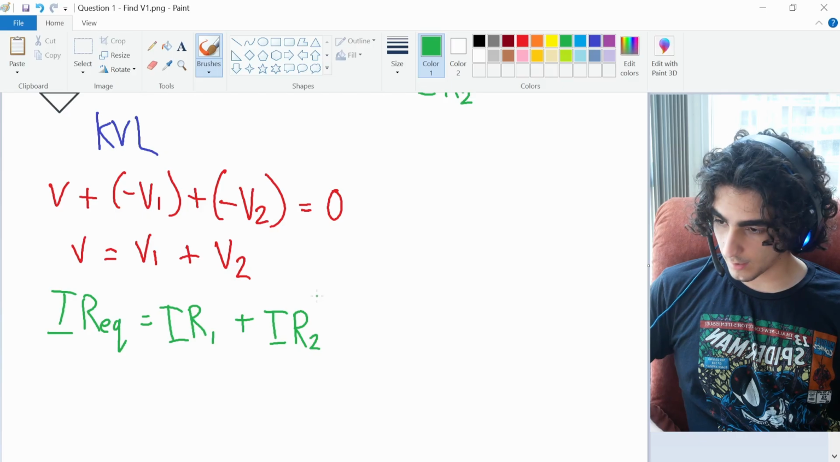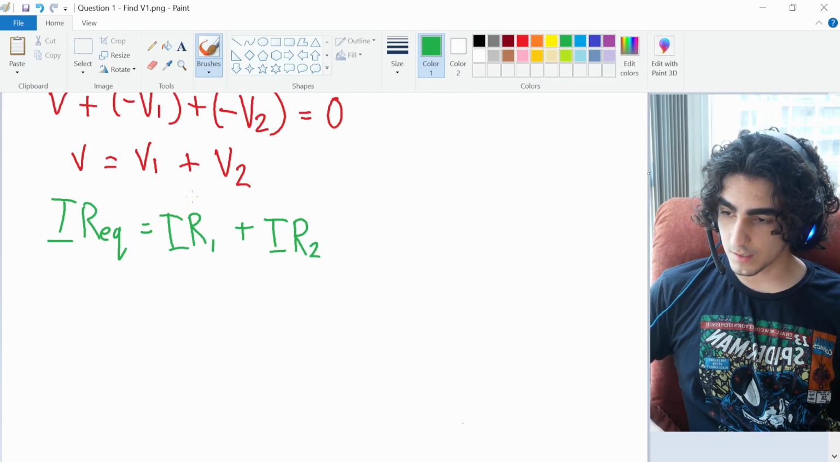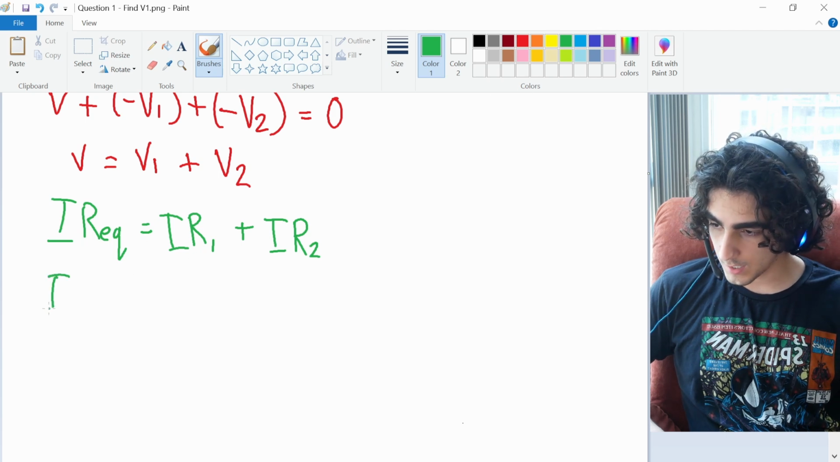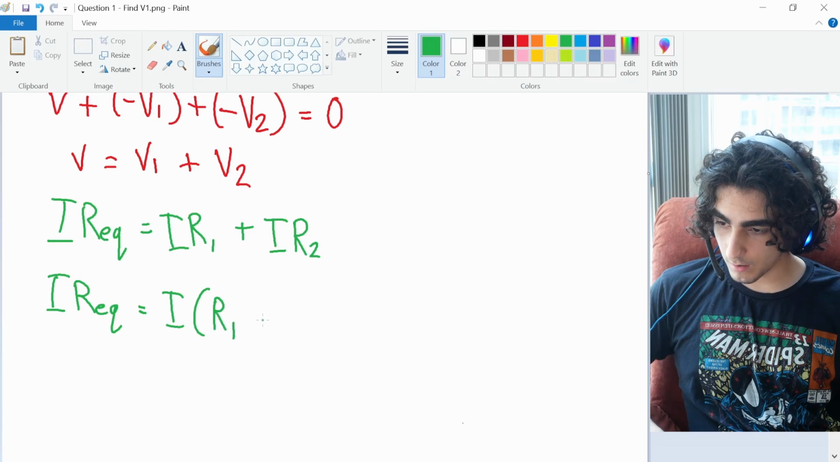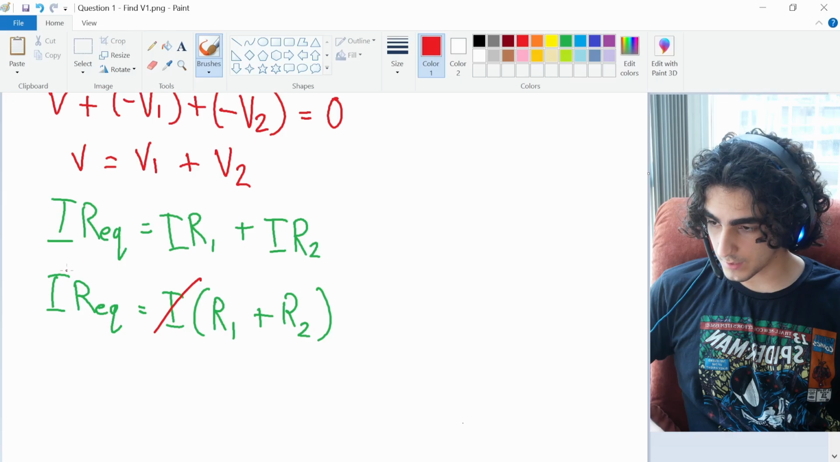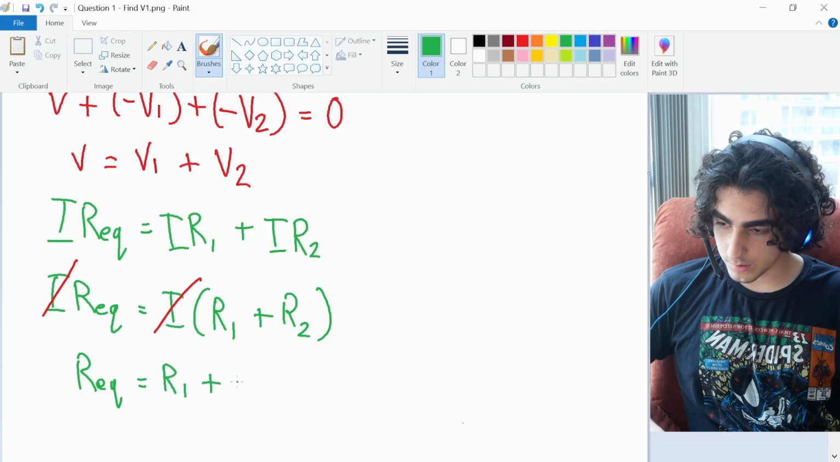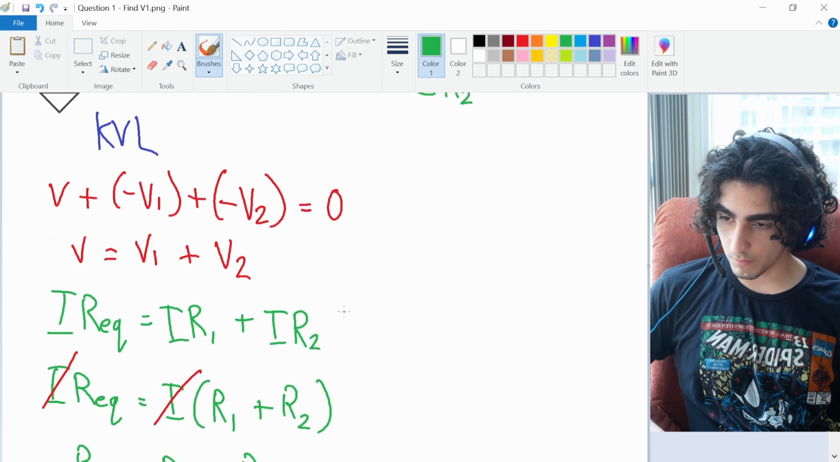Now, this is just kind of algebra. If you pay attention here, current can be factored out, and we can simplify this equation to get R equivalent by itself. So we have I R equivalent is equal to I factored out, multiplied by R1 plus R2. And now we can divide both sides by the current. So now we get R equivalent is equal to R1 plus R2. Simple. So boom, we just found another piece of the puzzle.